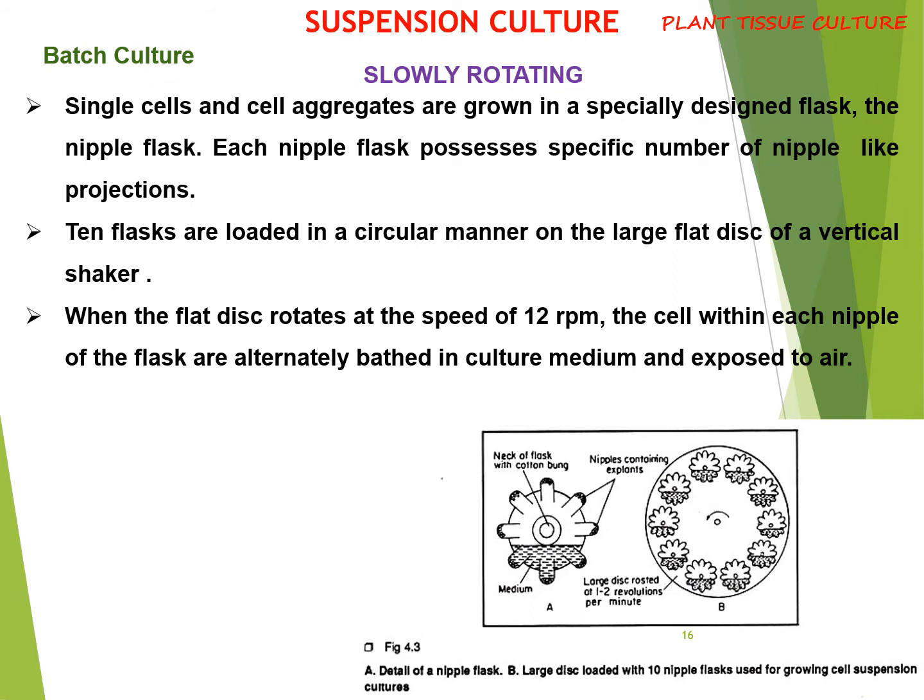Slowly rotating type batch cultures. Here, the single cells or cell aggregates are grown in a specifically designed flask known as nipple flask. Each nipple flask is designed in such a way that it possesses a specific number of protrusions or projections known as nipples. The explant is inoculated into these nipples. The capacity of each flask is 250 ml and the flasks are loaded in a circular manner on a large flat disc on a vertical shaker.